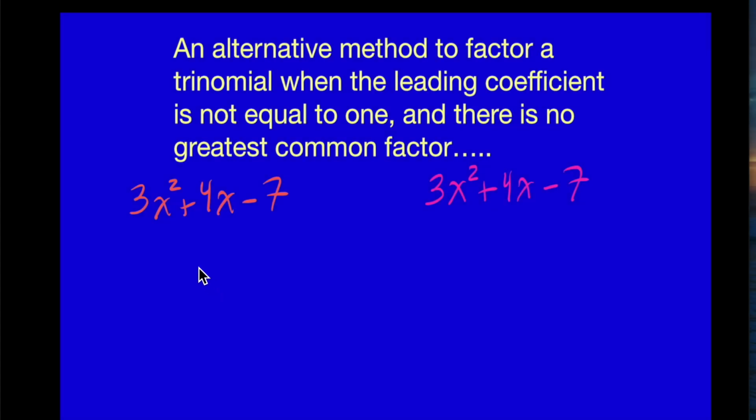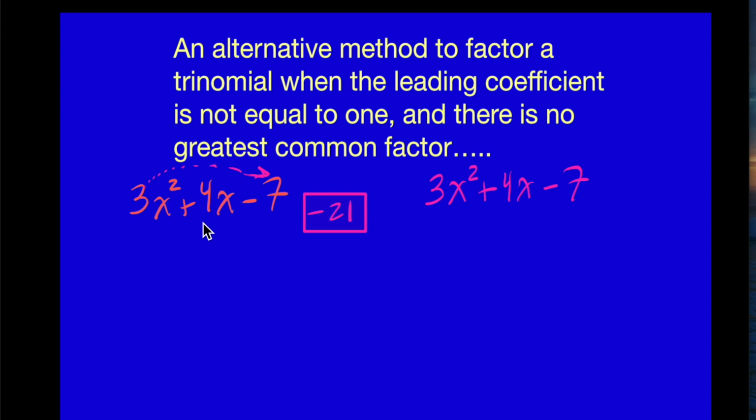On the left, we have a trinomial where the leading coefficient is not equal to 1, and there is no greatest common factor that we can pull out. The way I usually teach this to my students is to take the leading coefficient, multiply it by the last term, that would give us negative 21, and place that in the box. And now try to find two factors that multiply to negative 21 and add to positive 4.